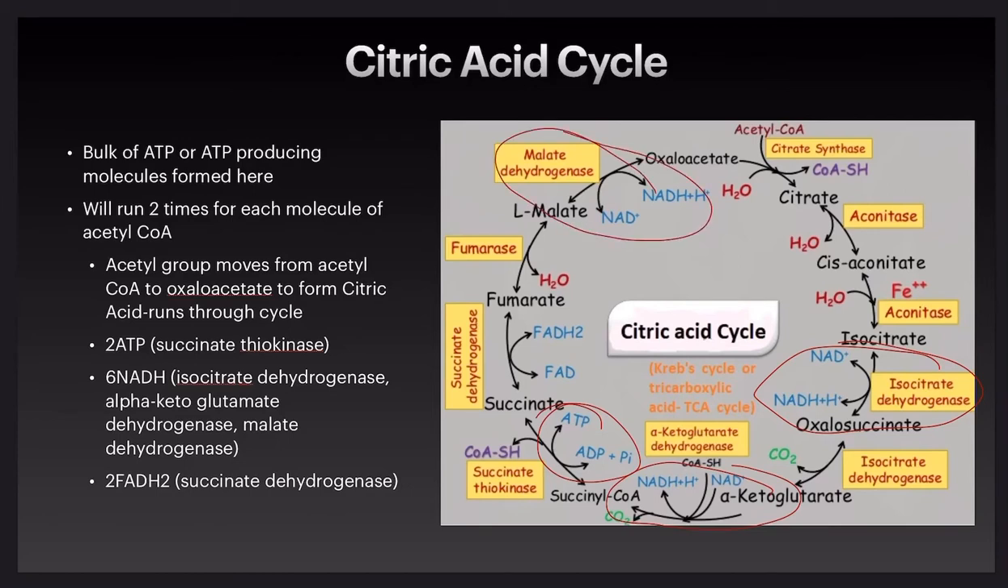Now, as we can see, these are all dehydrogenase enzymes that are creating NADH because we need these hydrogen atoms to create NADH. We need to reduce NAD+.